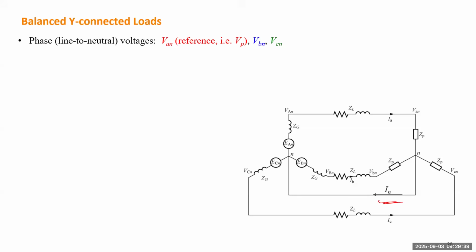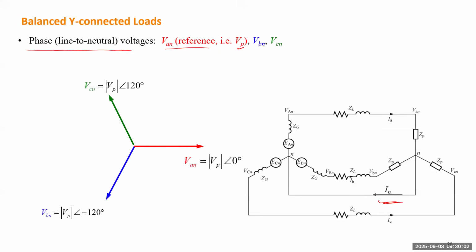And so we call the voltage on each load, each ZP, the phase voltage or line to neutral voltage. So that is the same thing. And here we use VAN as a reference. So we just call this one basically the phase voltage, the reference phase voltage. If we draw the phasor diagram, VAN will have zero angle in parallel with the real axis, and VBN will be lagging VAN by 120 degrees, and VCN will be leading VAN by 120 degrees.